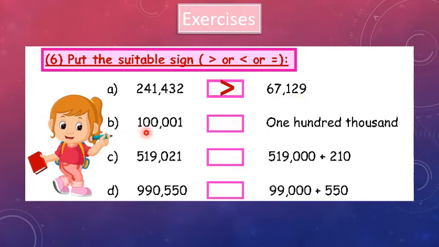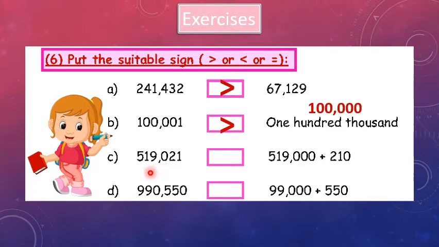Number 2, we have here 100,001. Here we have 100,000. First of all, change the word form to standard form. It will be 100,000. Which is bigger? 100,001 or 100,000 only? Yes, 100,001 is more than 100,000.